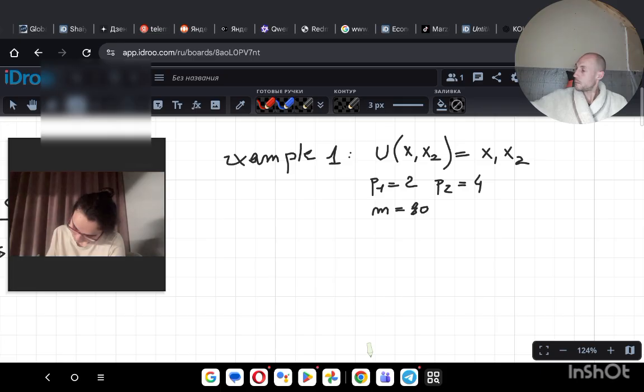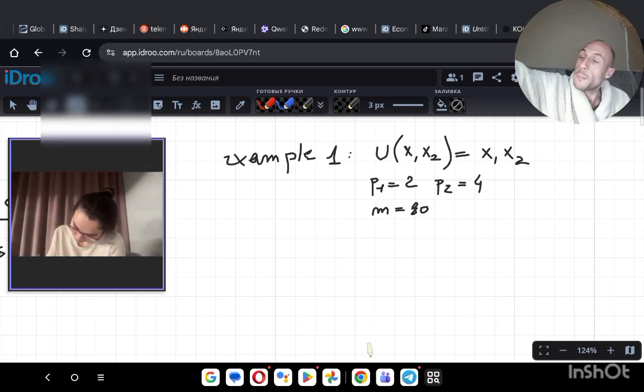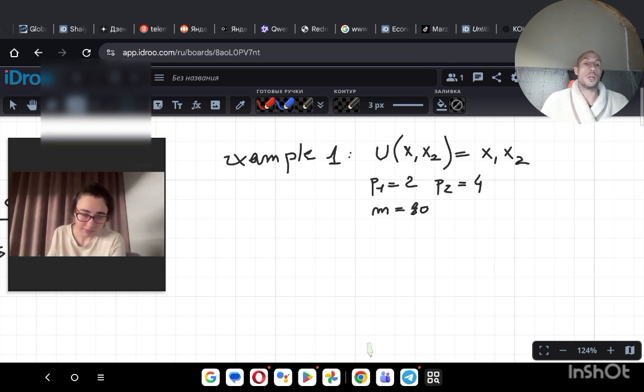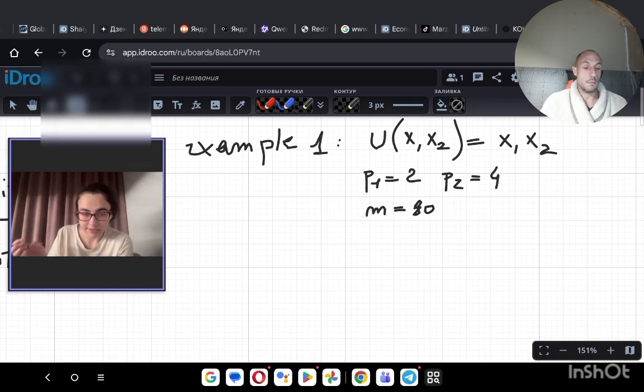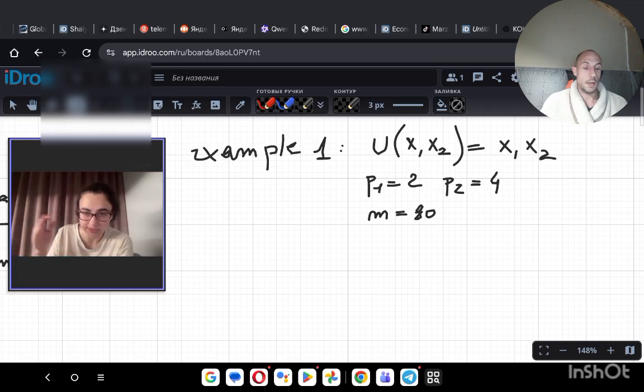So is it P1 divided by P2? No, I didn't actually ask for the marginal rate of substitution, but anyway. So look. By that formula, our budget is 80, so we can get as many products as we can, just not exceeding the 80.